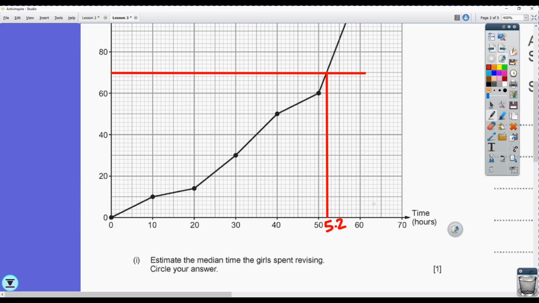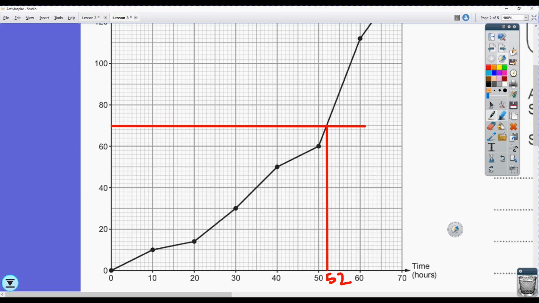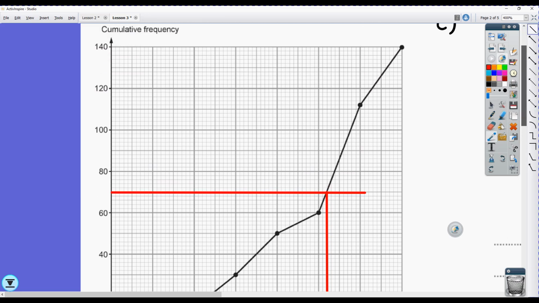So 52 hours, that looks like 5.2, sorry, 5.2 hours. 52 hours wouldn't get you particularly good marks. So that's the median. I don't know why I worked out the median, I actually want the interquartile range, but anyway, that's good to know.